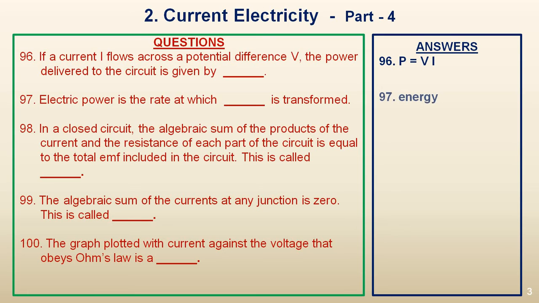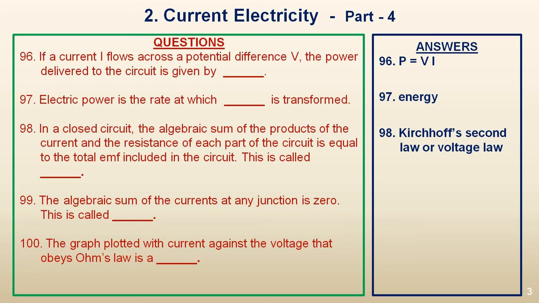Question number 98. In a closed circuit, the algebraic sum of the products of the current and the resistance of each part of the circuit is equal to the total EMF included in that circuit. This is called Kirchhoff's second law or voltage law. Here the algebraic sum of the products of the current and resistance of each part of the circuit will be equal to the total EMF included in the circuit.